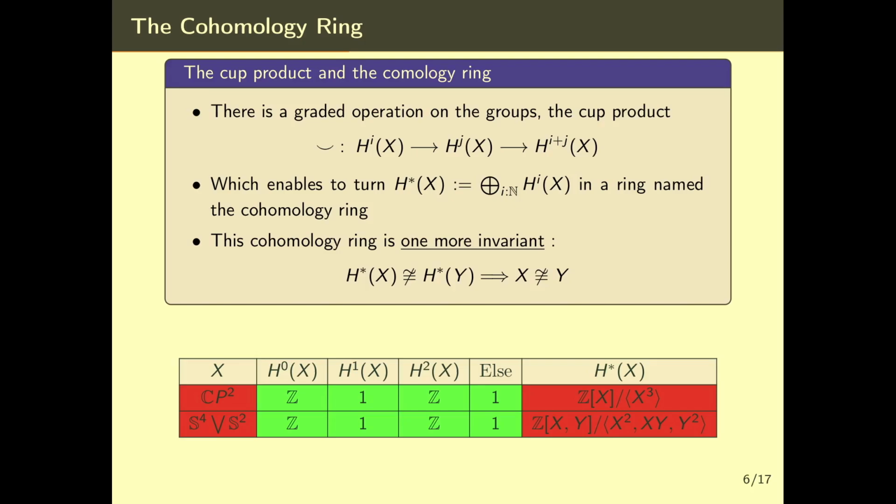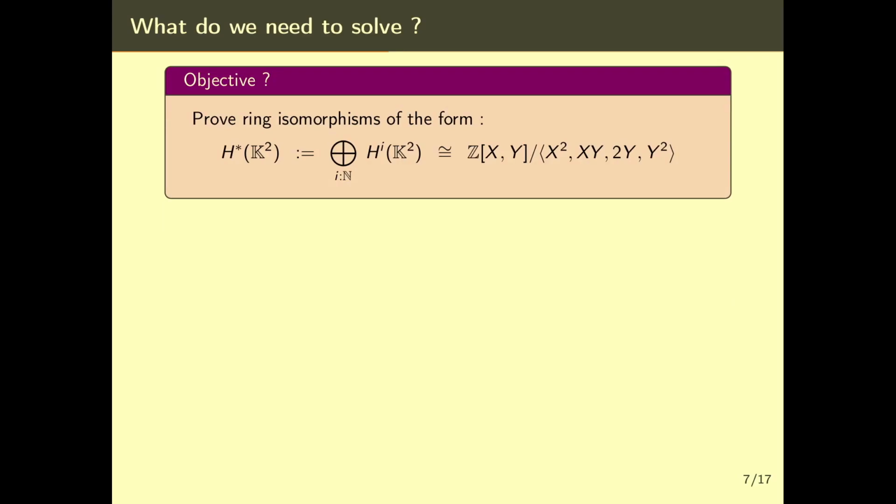So what is our objective? Our objective is to prove some ring isomorphism, to characterize some cohomology ring. So basically, it means that we want to prove that the cohomology ring, which is a direct sum of the cohomology groups, is isomorphic as a ring to a polynomial ring with several variables quotiented by finitely generated ideals.